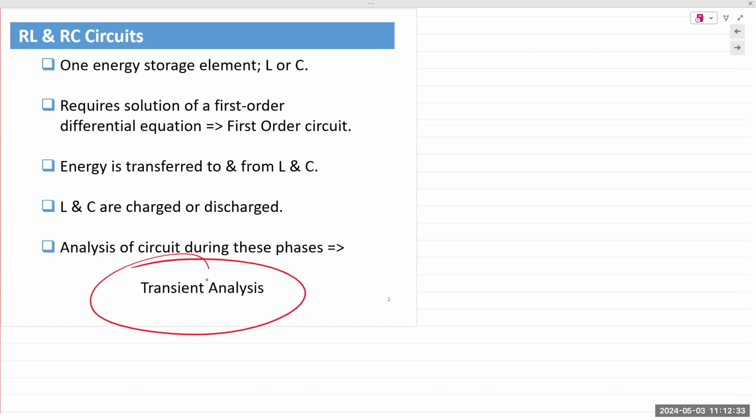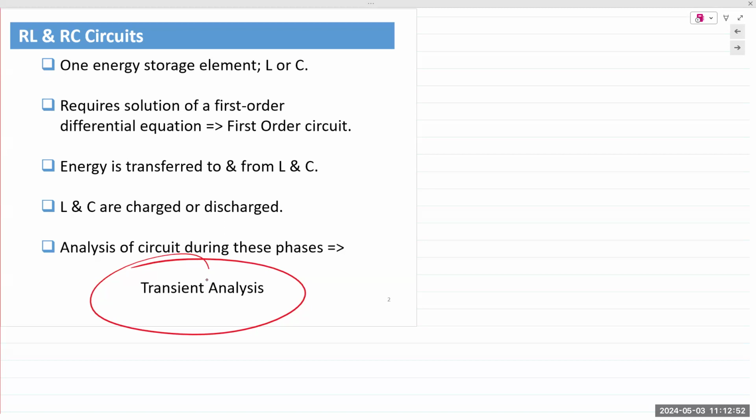So we are going to look at circuits which have only one energy storage device, which is one inductor or one capacitor. The solutions for the voltage and current will be dependent on time, as energy is being transferred in and out of these components. So we are looking at that energy transfer phase.